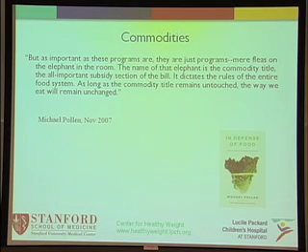I'm going to give Michael Pollan the last word on this, on commodities. As important as these programs are, the little programs about local food, et cetera, they are just programs, mere fleas on the elephant in the room. The name of that elephant is the commodity title, the all-important subsidy section of the bill. It dictates the rules of the entire food system. As long as the commodity title remains unchanged, the way we eat will remain unchanged. So it really is quite fundamental.